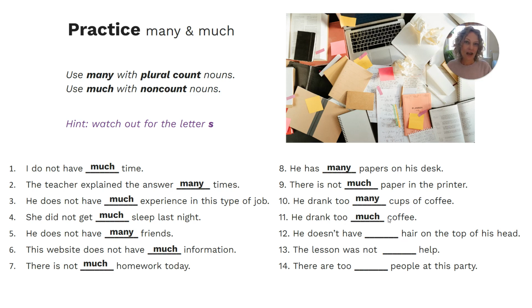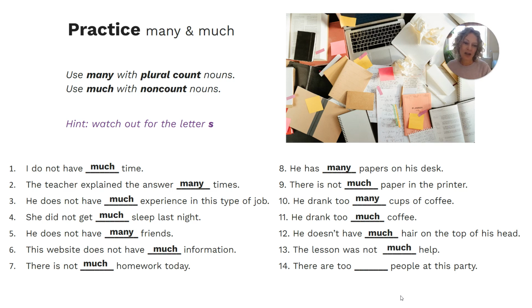Number 12: he doesn't have blank hair on the top of his head. So this is not hairs, not individual strands of hair. It's hair in general. So he doesn't have much hair on the top of his head. Number 13: the lesson was not blank help. It's not plural. It's a non-count noun. The lesson was not much help.